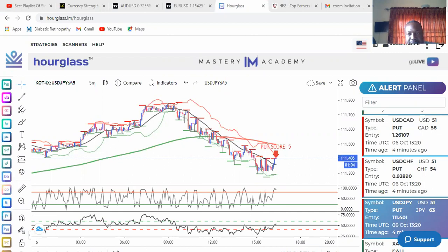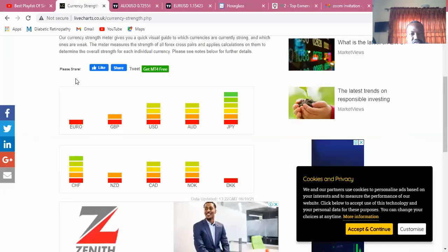So for a downward movement, what are you looking for? You want the first currency to be weaker than the second currency. So you come here, these are currency strengths. The first is euro, JPY is the second. You see they are so far apart. So the first is weaker than the second. That's very important. That's the first thing you are looking out for.